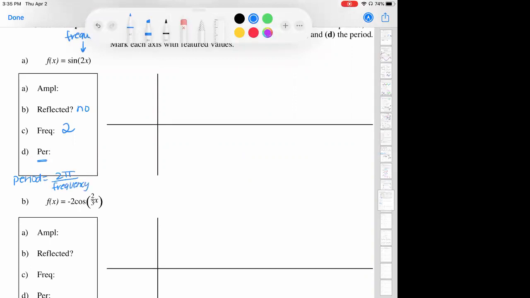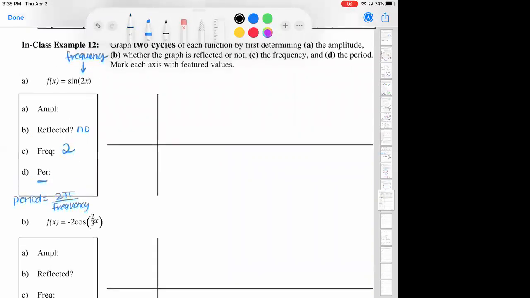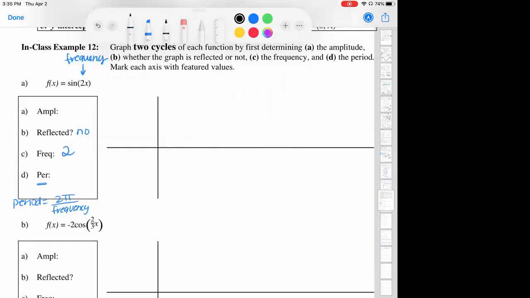All right, let's set it up. We want to find out what our period is, so we take 2 pi and divide it by the frequency, which is 2. So we have a period of pi. Okay, let's go ahead and graph it. We start with 0. Now, how do we find our tick marks? One period will be pi, and two periods thus will be 2 pi.